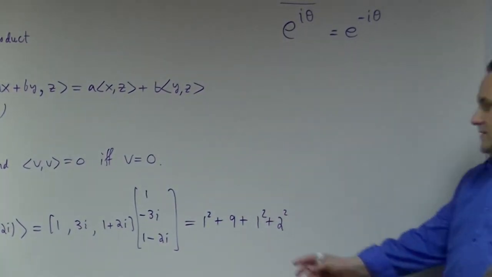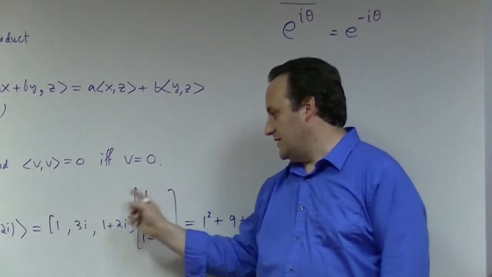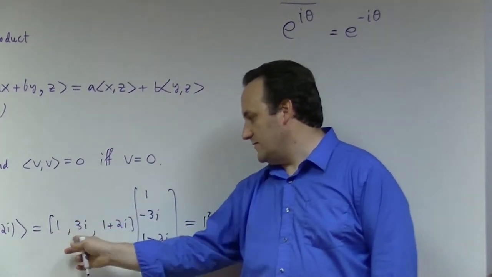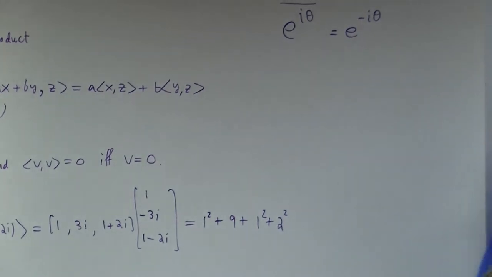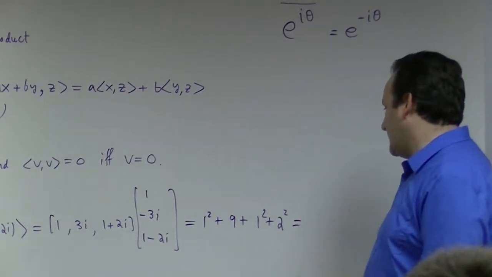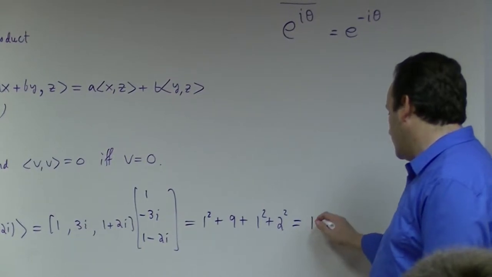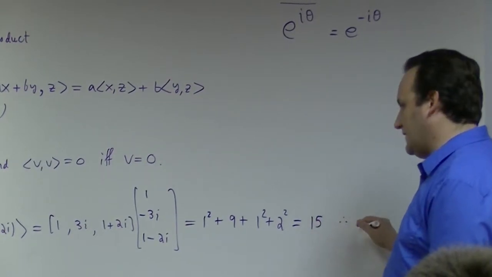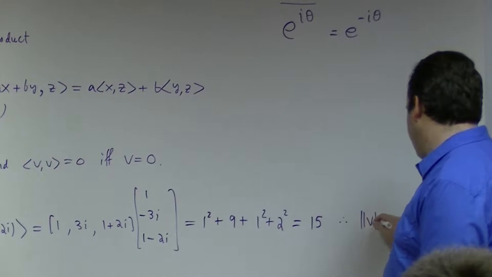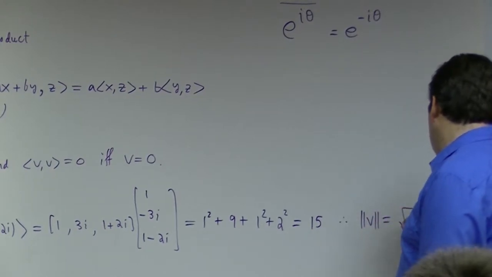Because what you really have is basically just the length squared of each element. And the length squared of 1 is 1. The length squared of 3i is 9. The length of 1 plus 2i squared is 1 plus 4. So, there you go. As you can see, that's a real number. 10, 11, 15. So, therefore, we'd say that the length of b is the square root of b with b, and that makes sense.